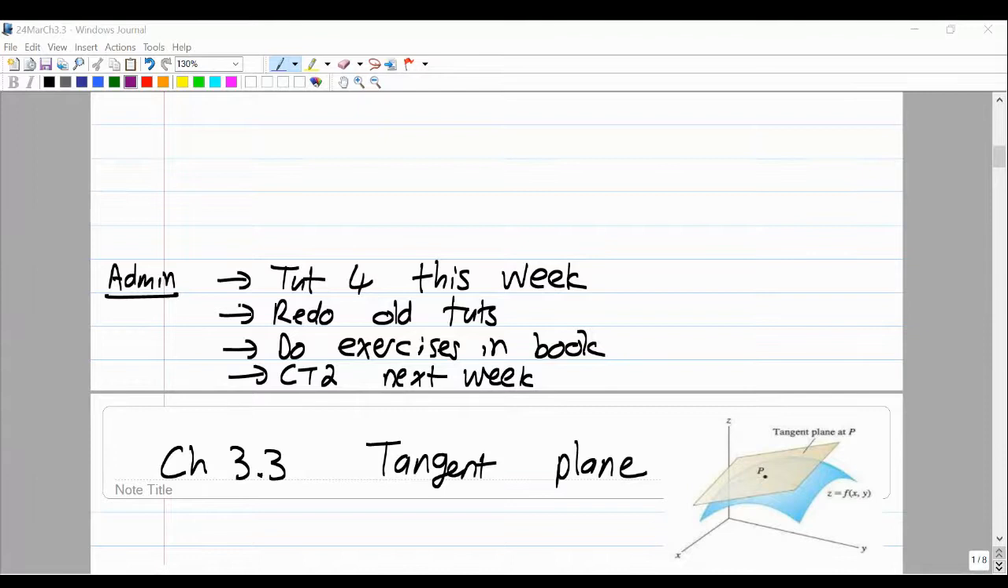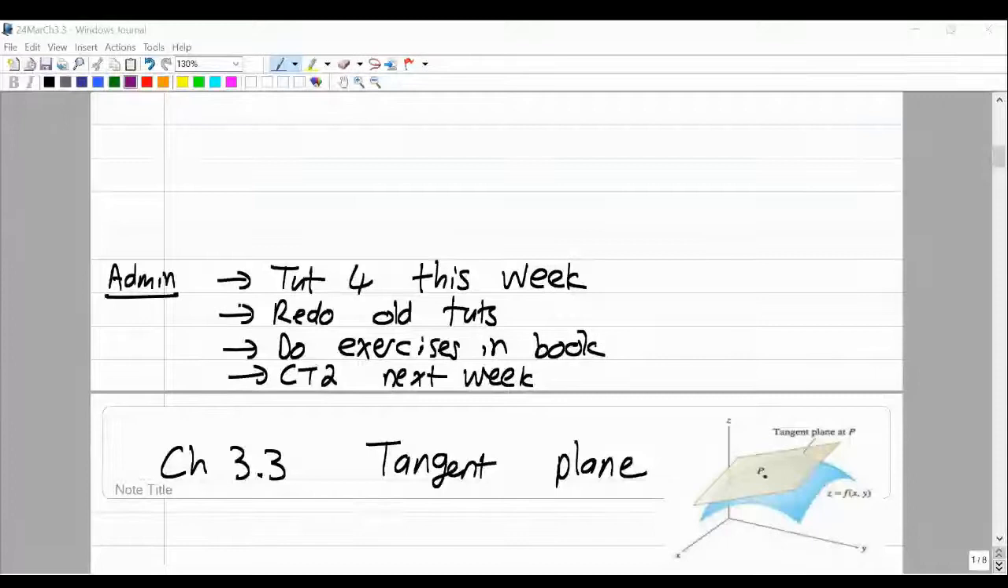Are there any admin questions before we get digging into chapter 3.3? I hope everything is clear. And I hope you have pen and paper. Good morning if you've just joined. It's so nice to have a maths lesson, even though it's online.